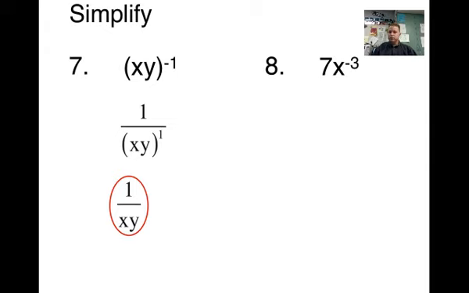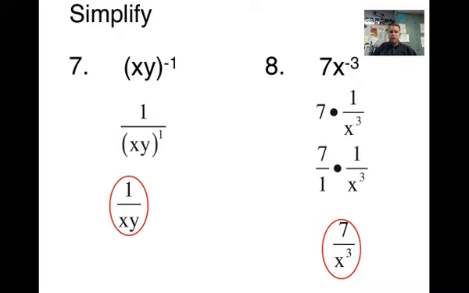Number 8. If you're not careful, you can easily make a mistake on this one. That 7 doesn't go with the negative 3, so it stays, it's not going to get a 1 put over it, so it stays as 7. I have 1 over x to the third. You're going to multiply, you can change that 7 into an improper fraction, multiply straight across, you get 7 over x to the third power.